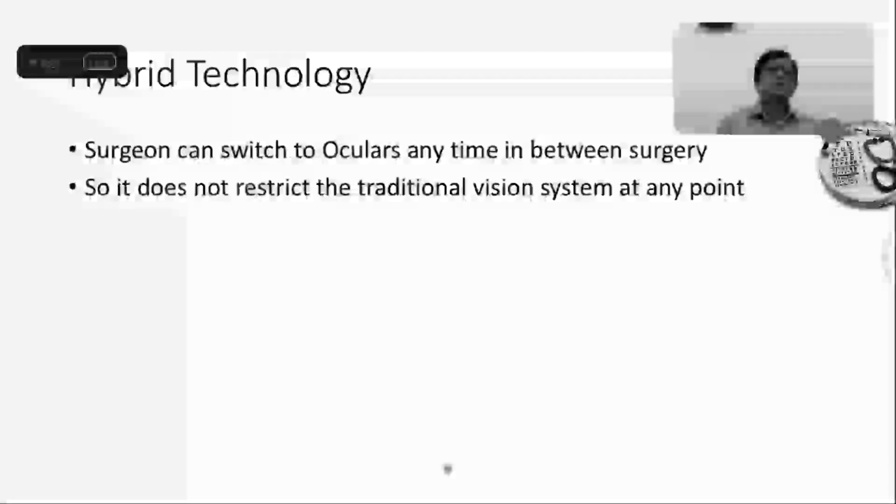But hybrid technology is there. That means when you're doing 3D, that doesn't mean that you're stuck to it. Surgeons can switch to oculars anytime in between surgery. So it does not restrict the traditional vision system at any point of the surgery.